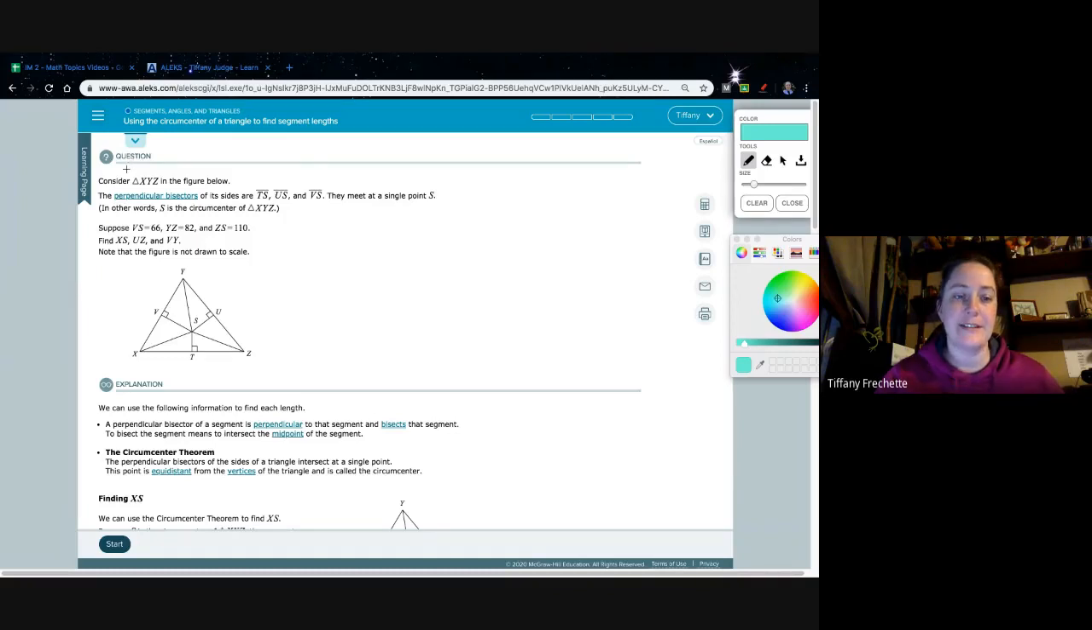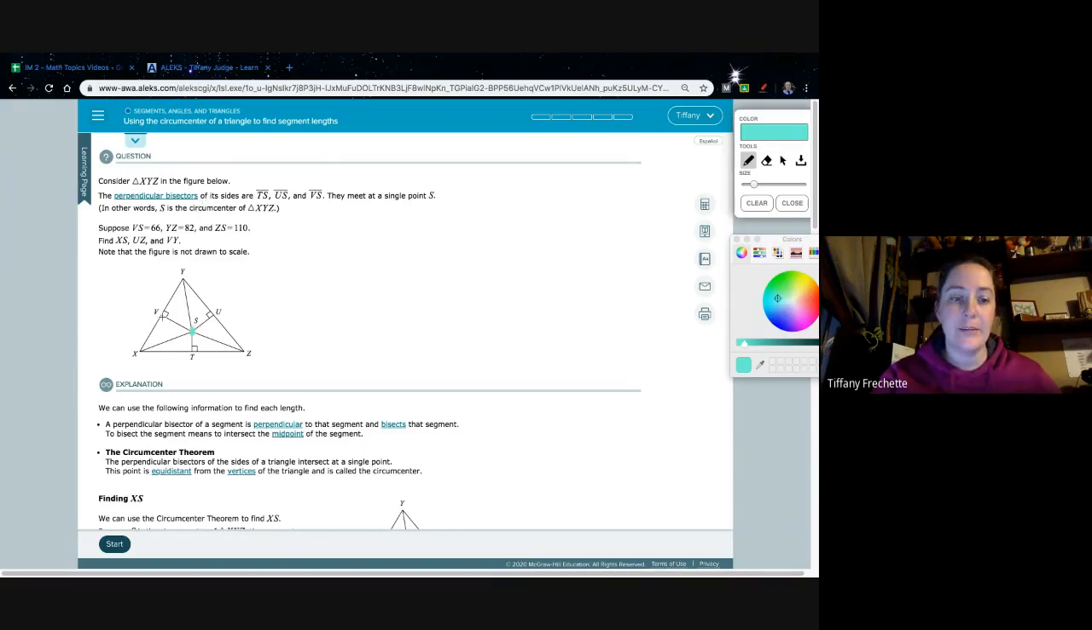So first it says consider triangle XYZ in the figure below. The perpendicular bisectors of its sides are TS, US, and VS. They meet at a single point S. In other words, S is the circumcenter of XYZ. So we can come down here and we see S is this center point. It doesn't mean that it's the center of the triangle. It just means specifically where the perpendicular bisectors meet.